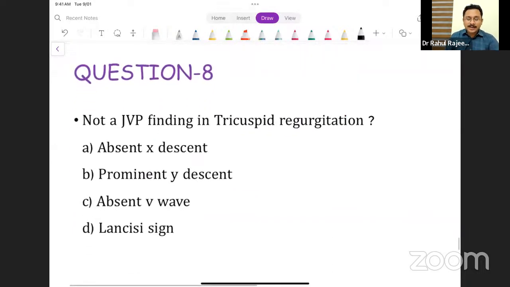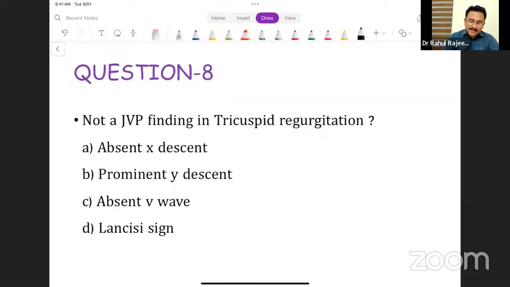Coming to question number 8. Not a JVP finding in tricuspid regurgitation: absent X descent, prominent Y descent, absent V wave, and the Lancisi sign. So can I see how many of you are going to get this correct? So let me know what is the answer for this question. Regarding each of the options, see, regarding the first option, absent X descent, what do you think? Is it a JVP finding in tricuspid regurgitation? Let me know in the chat box.